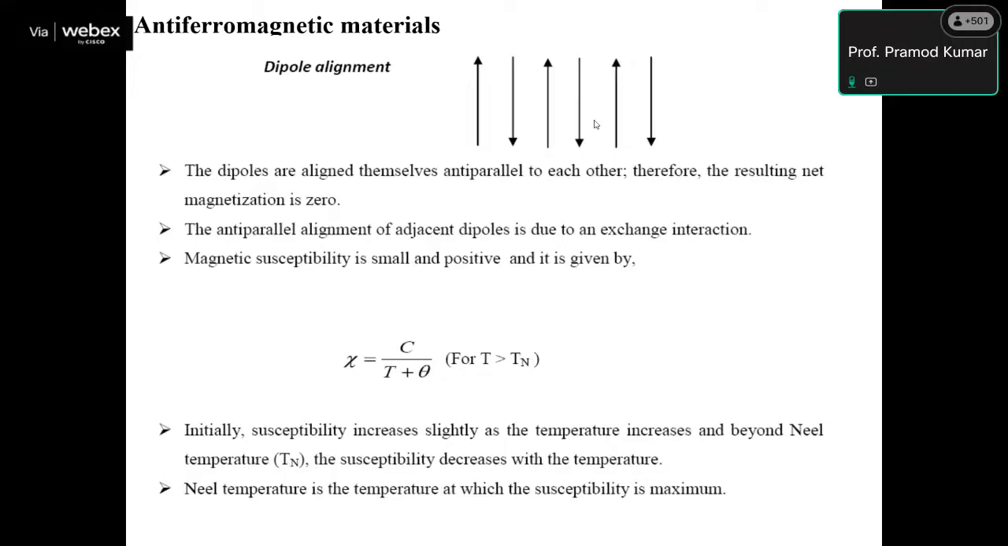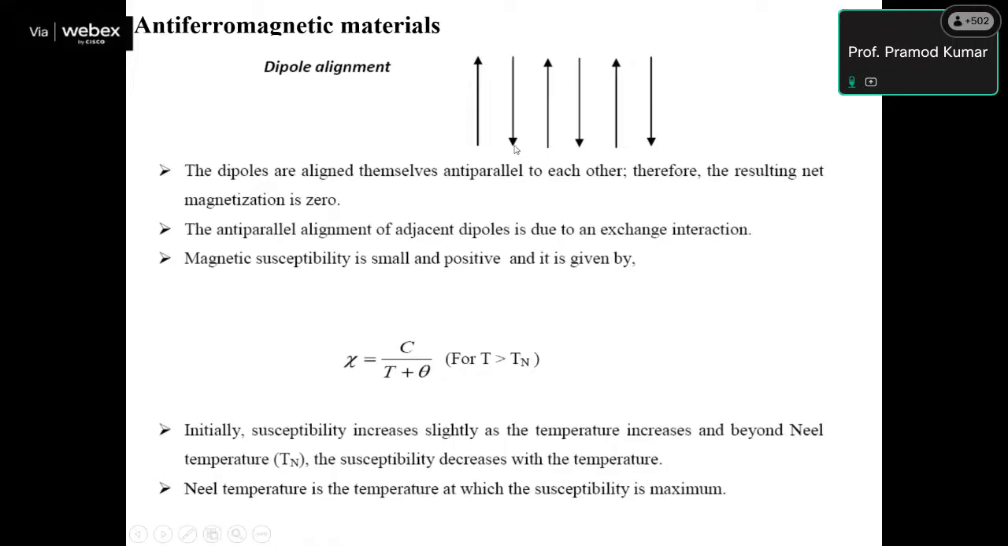If we look at the property of the antiferromagnetic material, dipoles align themselves antiparallel to each other. Therefore, the resultant magnetization is zero. That's what is going to happen in the antiferromagnetic material always. And once you apply the magnetic field, then what happens?